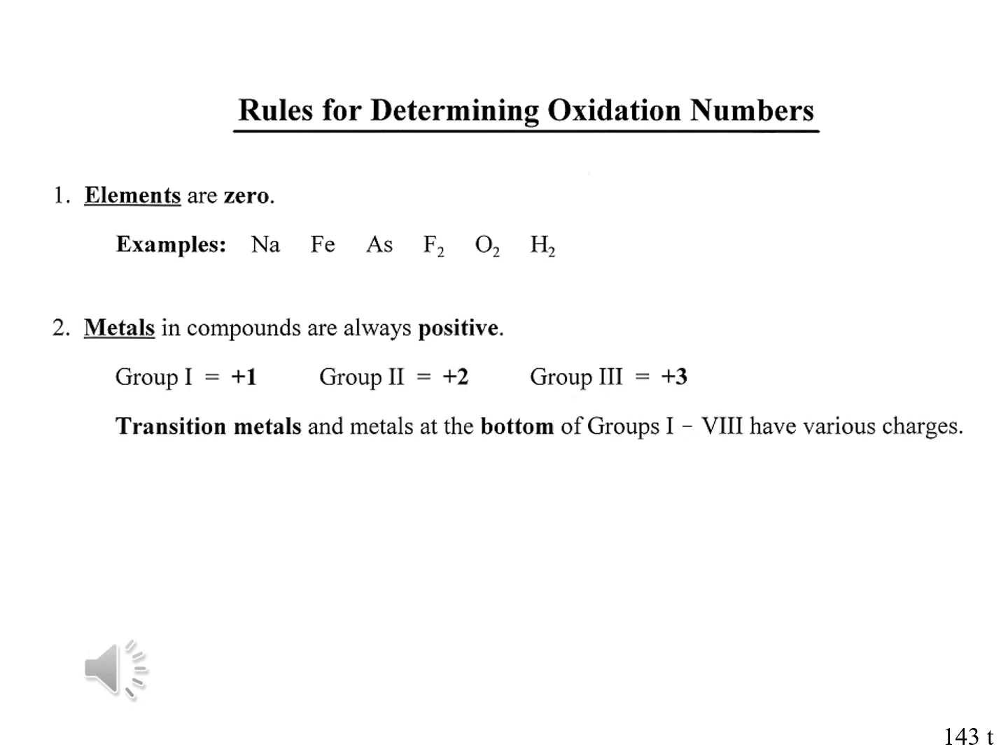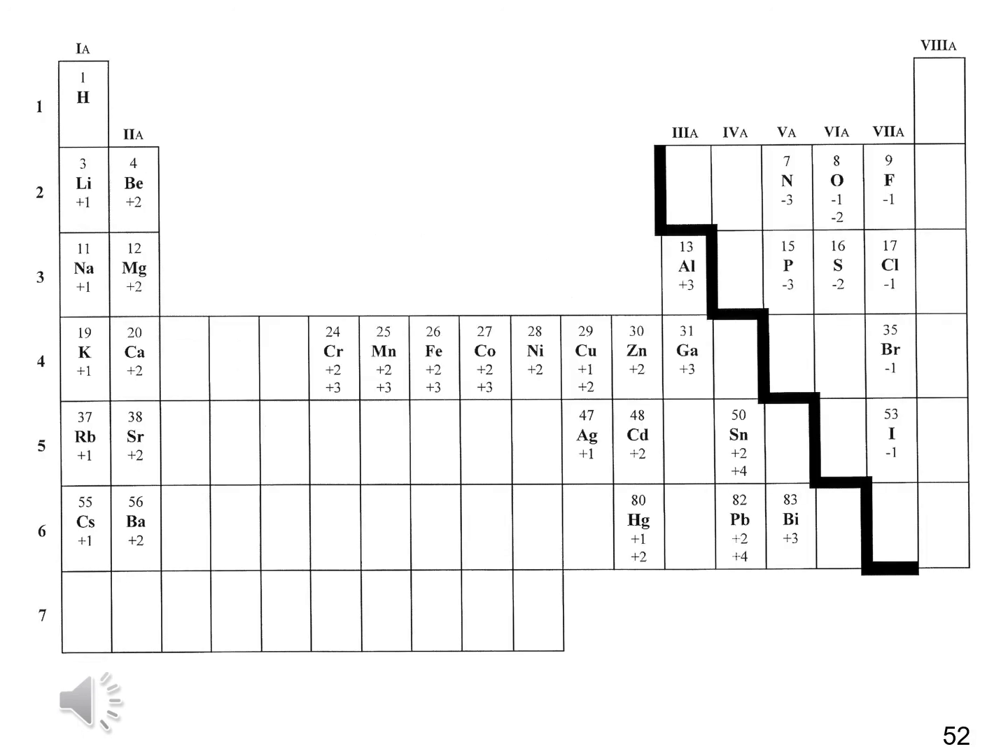Metals in compounds are always positive. You already learned a lot of the charges for the group 1, 2 and 3, +1, +2, +3, and also for some of the transition metals and the ones at the bottom of the groups. Metals can never be negative. They can only lose electrons, not gain them. These are some of the charges you already learned, and you can see that all the metals are positive.